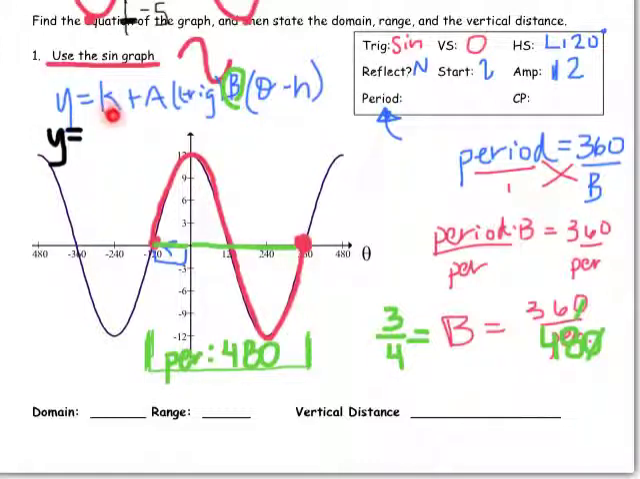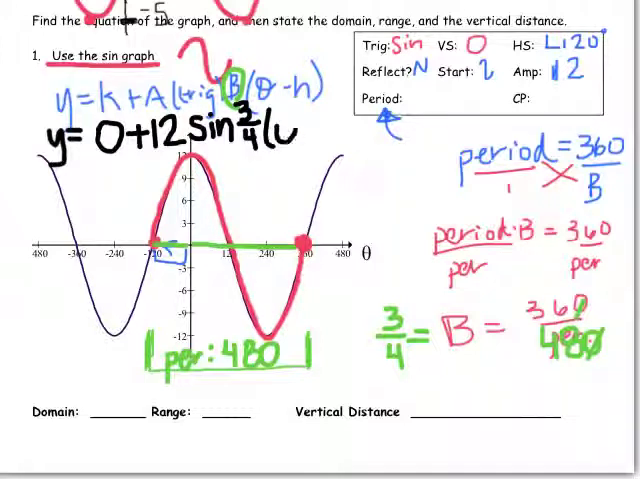k is the vertical distance, or vertical shift, so that was 0. If you want to write 0, I'm perfectly fine with that. According to this, I did not reflect, so that's plus. Amplitude is 12. The trig is sine. My b value is 3/4. Theta, because we're in degrees. And then I went left, so that's a plus 120. So this is this first equation.